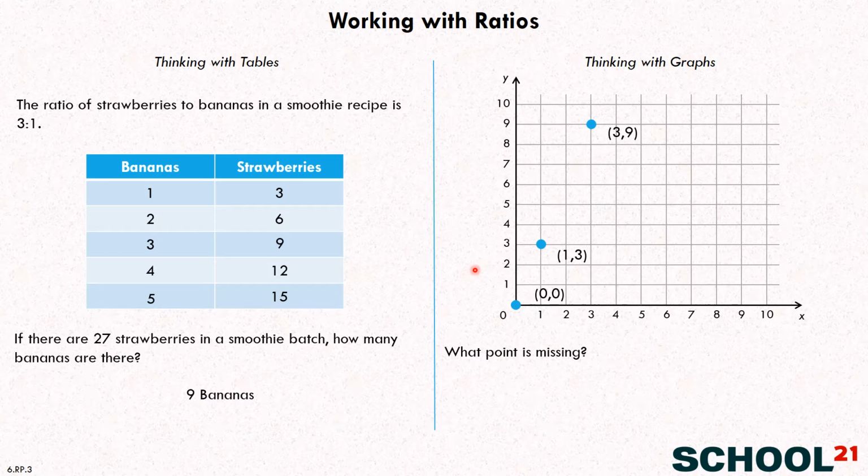Can you grab the pointer and show us where that would be? Go ahead and move the pointer to where that would be. 2 and then up to 6. So good, right there. Good. Let's go ahead and graph that. Okay, so there's 2, 6. All right, let's ask ourselves another question.